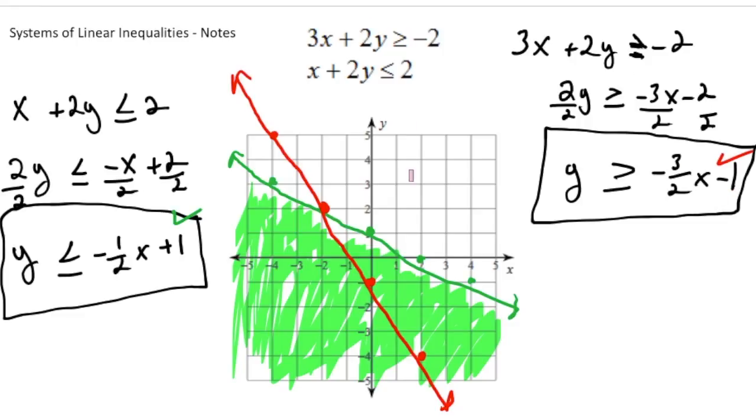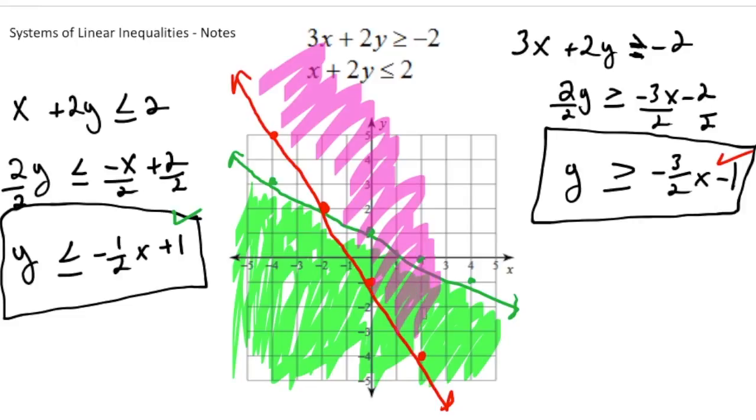Let me get my red highlighter this time. Oh, maybe I'll use pink. And y is going to be greater than. Here's the y-intercept, so y increases this way. So it's going to be the right-hand side of that graph.